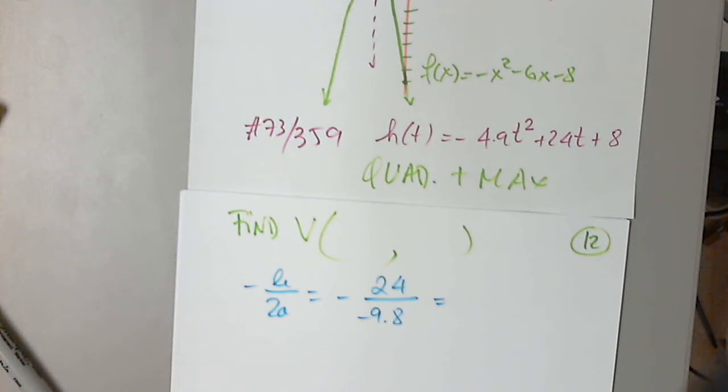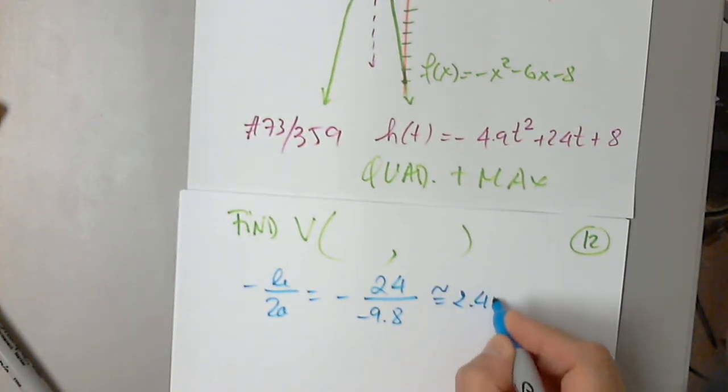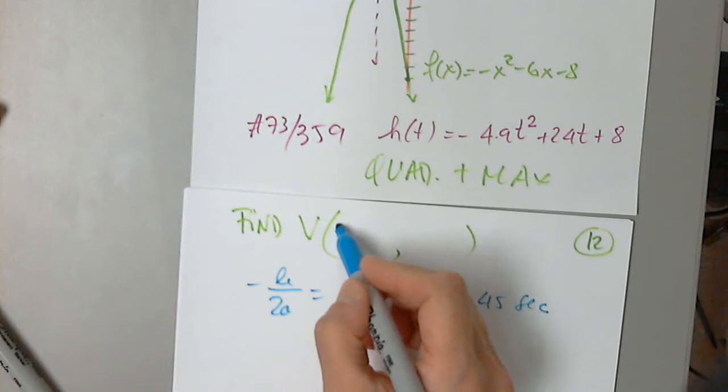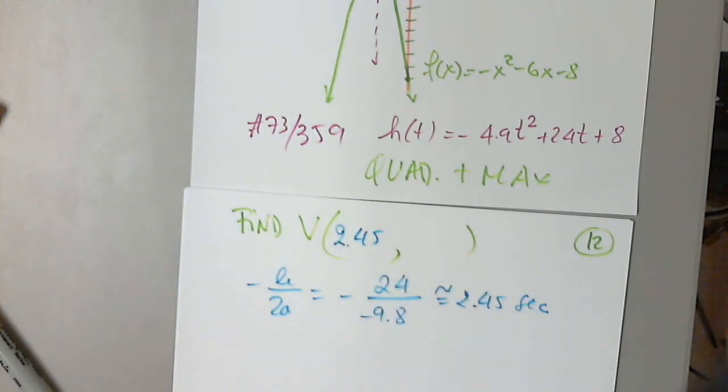So I find the time. So 24 divided by 9.8. I got 2.45 approximately seconds. I also want to determine the maximum. I know the maximum of this ball is reached in 2.45 seconds, and I would like to determine the height in feet. So how do I determine that?